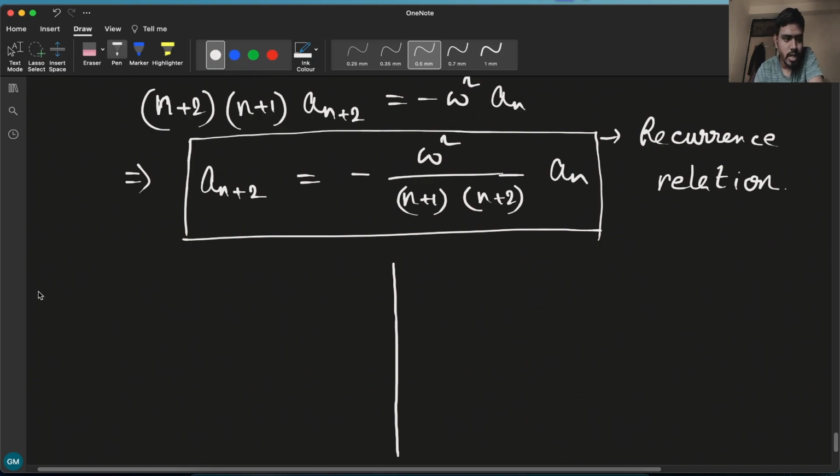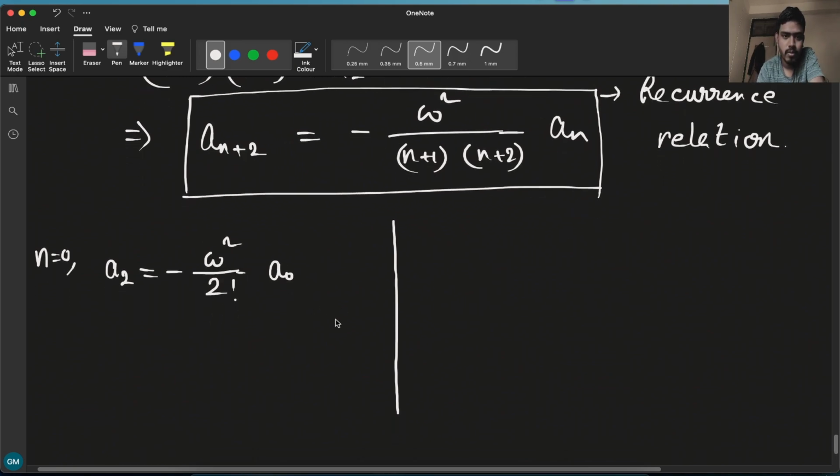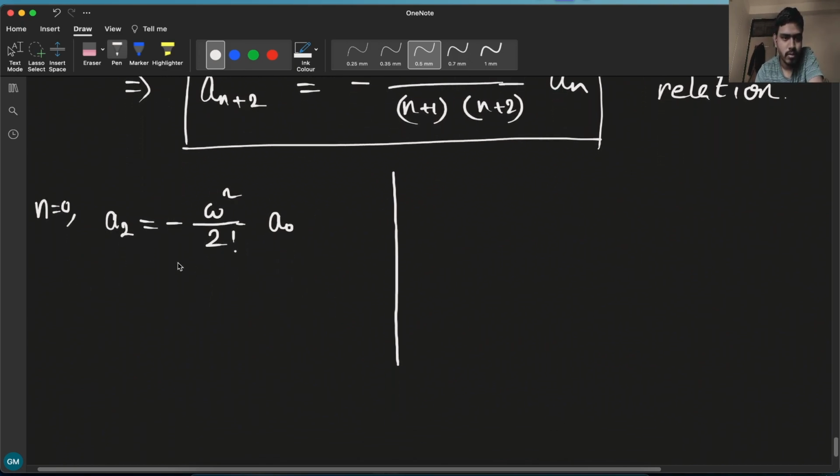Now let's put n equals 0. In that case, what will we get? We will get a2 in this recurrence relation. If I put n equals 0, we will get a2 equals minus omega square divided by 2 factorial, times a0, right?